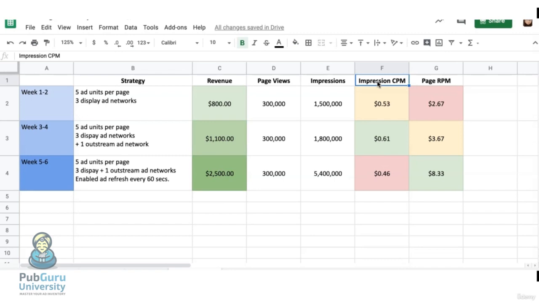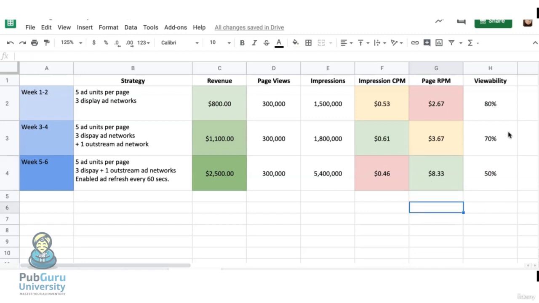Impression CPM simply tells you how individual ad networks perform, but not the overall impact on your yield. When you look at page RPM, it tells you exactly how good or how bad your optimization strategy is. With the same amount of page views, you're earning more, you're making more money. And this tells you exactly that your strategy works.